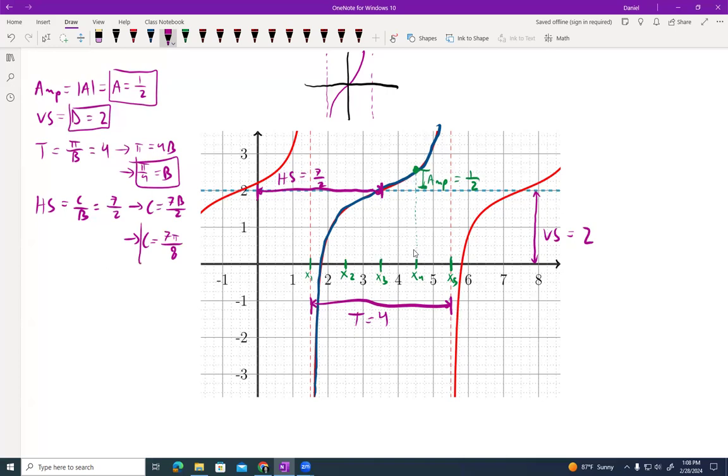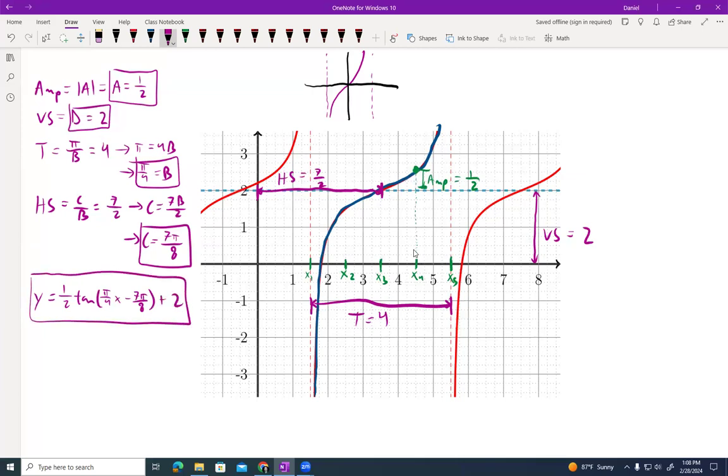Okay, and then now we have our c. So our final equation here that will give us this graph is y is equal to 1/2 times tangent of pi over 4x minus 7 pi over 8 plus d is 2. And there we have it. So that's our tangent, right? But like I said, you can think of it as cotangent as well.